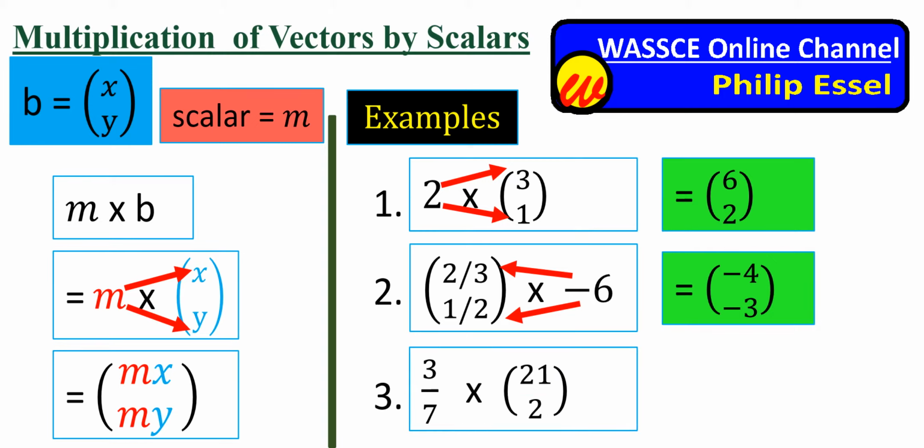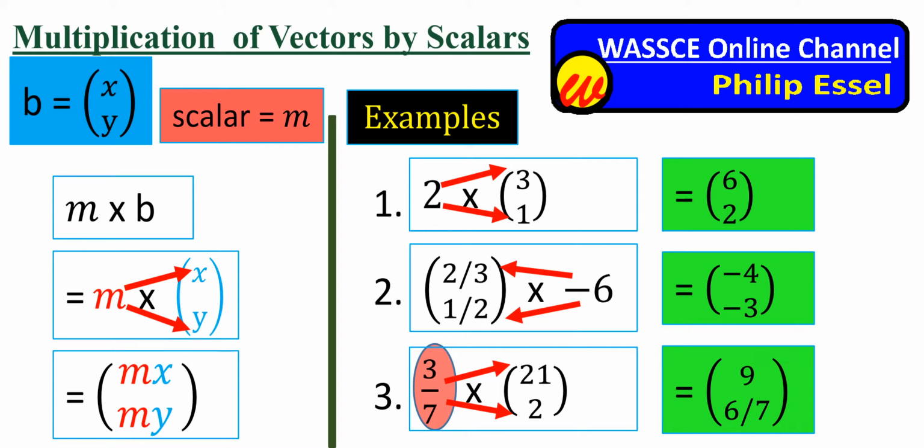Example 3. In this example, we have the scalar 3 over 7 multiplied by the vector 21, 2. First, the 3 over 7 would multiply the 21. Then the 3 over 7 would multiply the 2. 3 over 7 times 21 would give us 9, and 3 over 7 times 2 would give us 6 over 7.